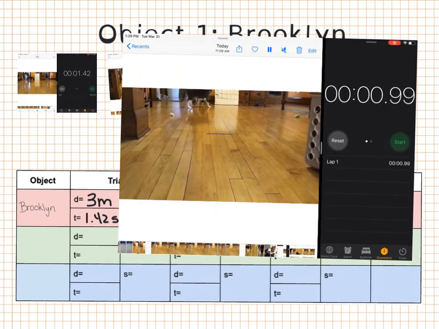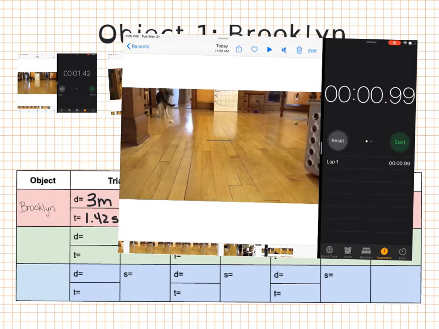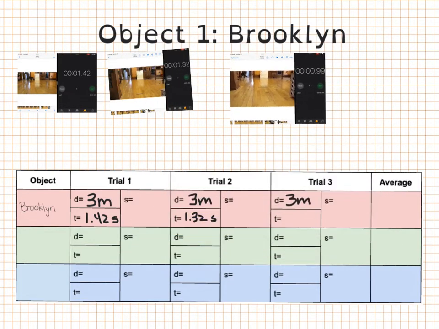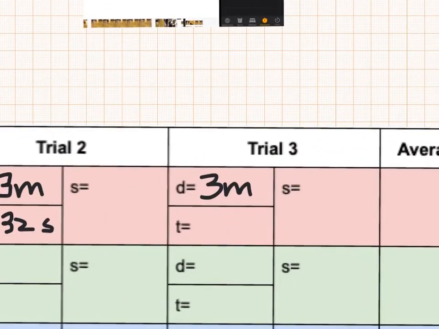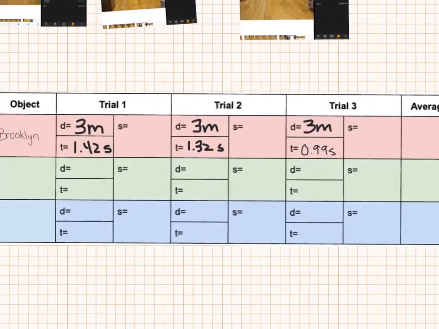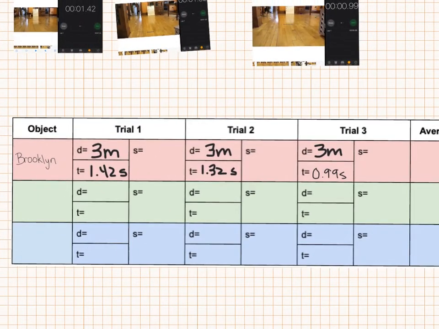Ooh, that one was fast. Laser pointer was that one. That one was very useful. So that one was 0.99. That one was under a second. So I'm going to zoom in again. 0.99 seconds. All right, now to actually calculate my speed, I'm going to take my distance divided by my time.